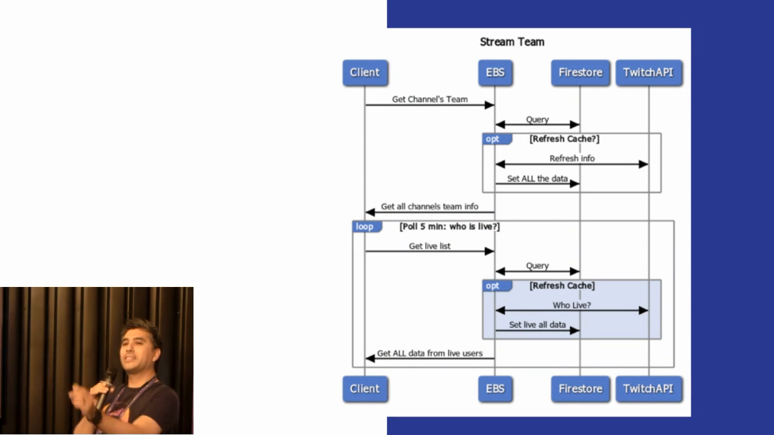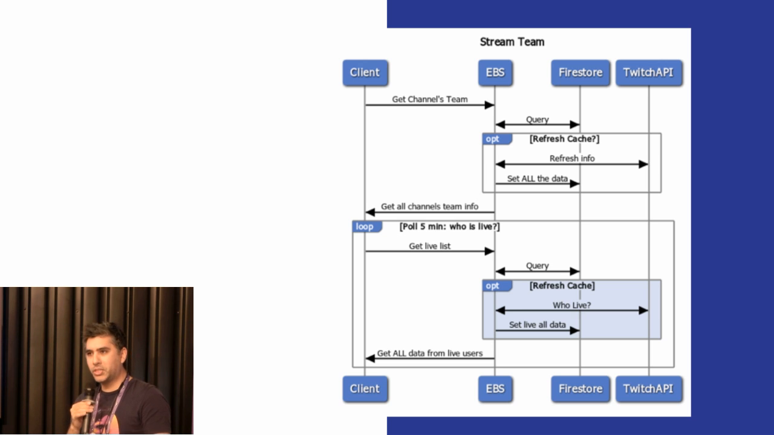So I wanted to break down exactly what happens, and I thought this would be kind of enlightening. The client is a user that's visiting the channel's page. They do a request. It hits the EBS, in this case, our cloud function. It does a query to the Firestore, and then it double checks, hey, do I need to refresh my cache? Because Twitch team user information changes. You can change your handle, you can change the contents of your team. You can get rid of someone, add someone to the team. It refreshes that information, stores it, and then sends that back to the user.